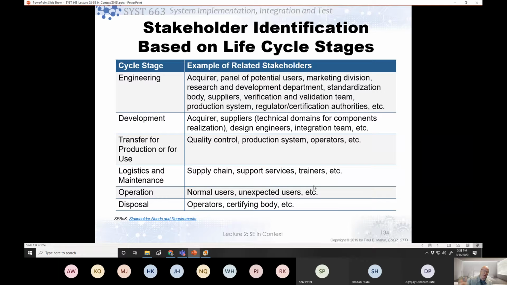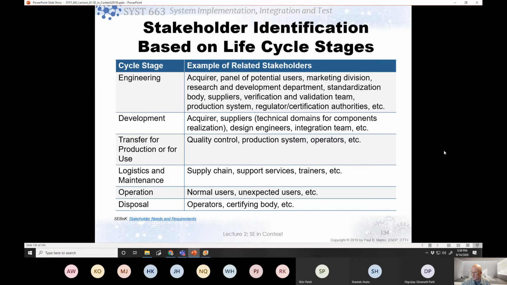So, and by the way, your stakeholders should be based on your life cycle model, right? Because when you're in the engineering or development life cycle, you're worried about the acquirer and the suppliers and other things. Once you transform that to production or use, it now becomes your operators or your production system, or your actual quality control would be involved. What about logistics and maintenance or operations or disposal? All those life cycle stages would require different stakeholders in mind.